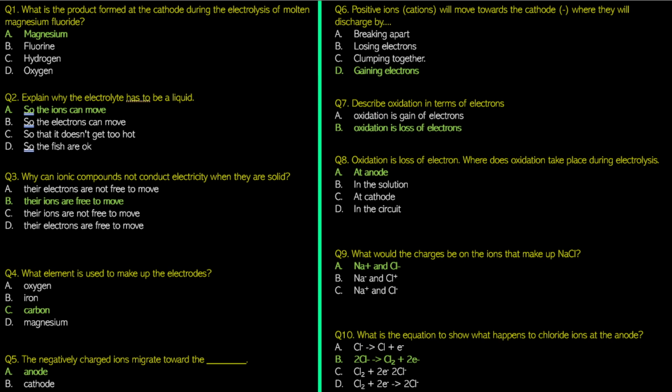So when you're answering this type of question, what is the product formed at the cathode? So cathode is the negative electrode during the electrolysis of molten magnesium fluoride. So magnesium fluoride is MgF2, so it will be broken down into Mg2+ and F-. So Mg2+ is a cation, meaning that it will be attracted towards the negative electrode. So your product formed at cathode should definitely be magnesium. Alright, so that is all for today's video, and in the next video we're going to talk about electrolysis of solutions.